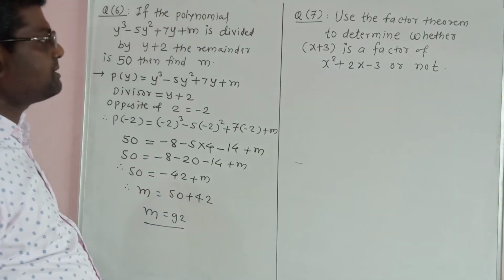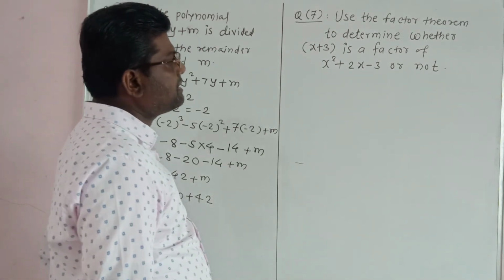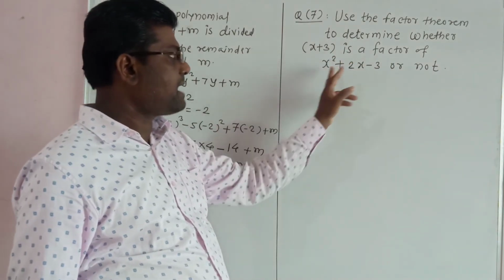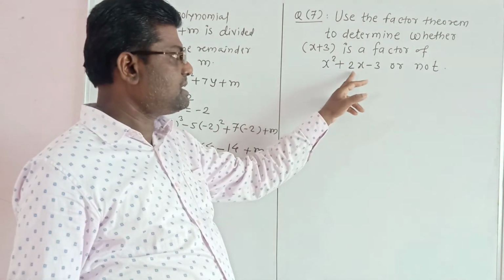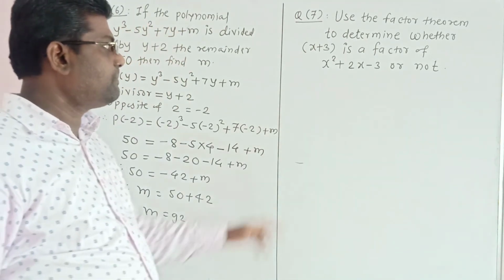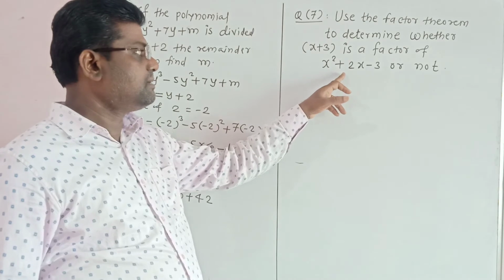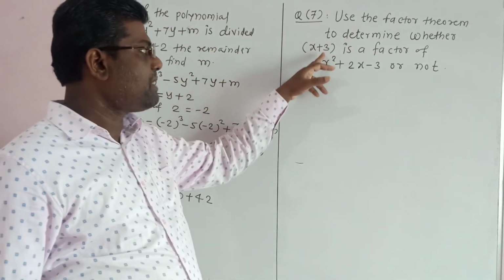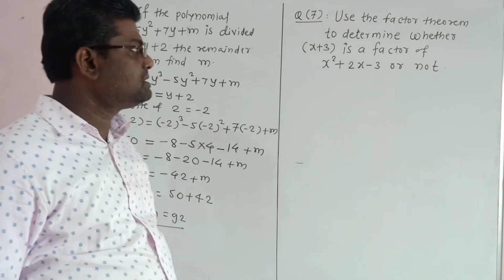Now question number 7. Use the factor theorem to determine whether x plus 3 is a factor of x square plus 2x minus 3 or not. If x plus 3 is a factor of this polynomial, then p of minus 3 is equal to 0.